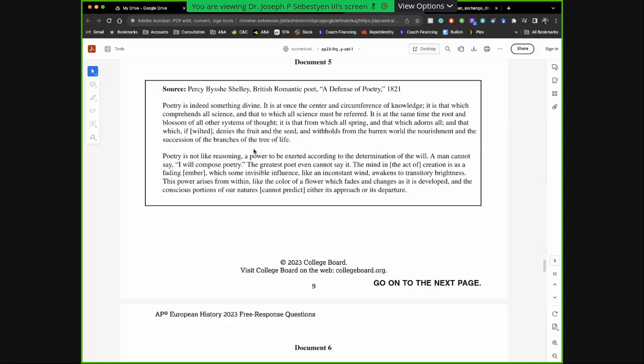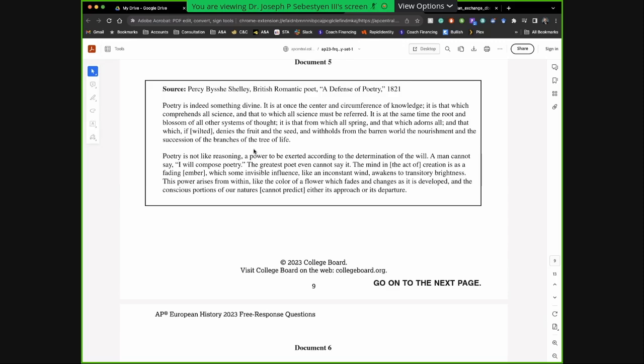Document 5, Percy Bysshe Shelley, a British romantic poet, A Defense of Poetry. Poetry is indeed something divine. It is at once the center and circumference of knowledge, that which comprehends all science, and to which all science must be referred. It is at the same time the root and blossom of all the systems of thought. It is that from which all spring, and which adorns all. And that which wilted denies the fruit and seed, and withholds from the barren world the nourishment and the succession of branches of the tree of life.